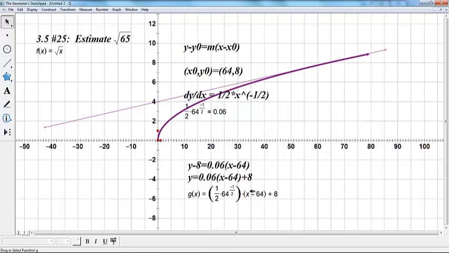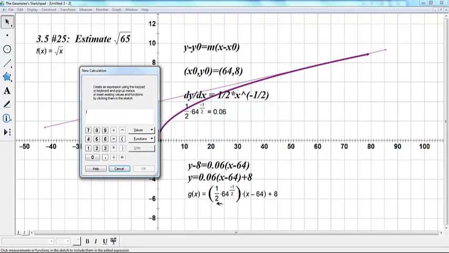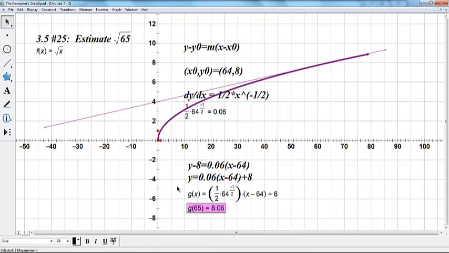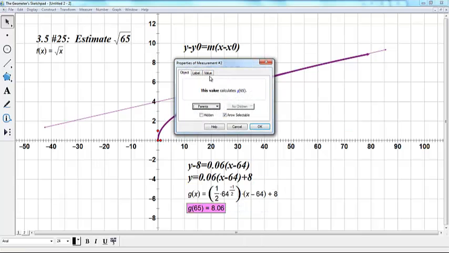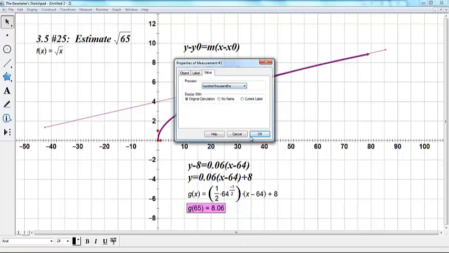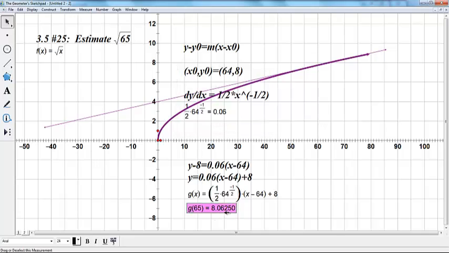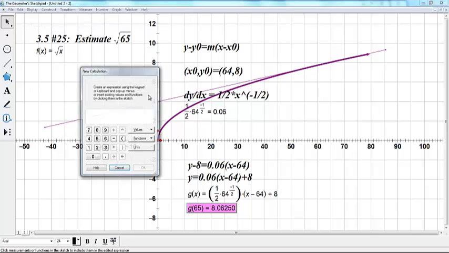So what we're going to do now is put in the 65 right there. So I say number calculate g of 65, and I can just make the value 100,000, and we get 8.06250. Which makes sense, right? If the square root of 64 is 8, the square root of 65 is 8.06250.